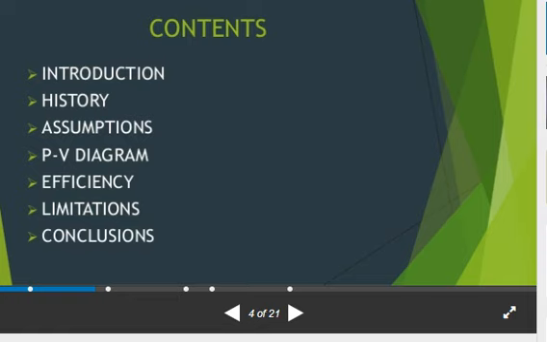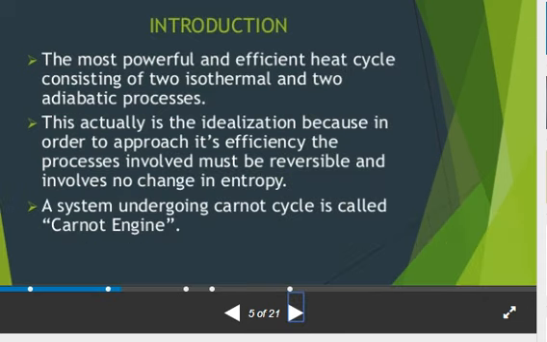Today we are going to study the Carnot cycle and its contents. First of all, we will discuss the introduction of the Carnot cycle, the history, the assumptions, PV diagrams, efficiency of the Carnot cycle, limitations, and then the conclusion. We'll discuss first of all the introduction of the Carnot cycle.